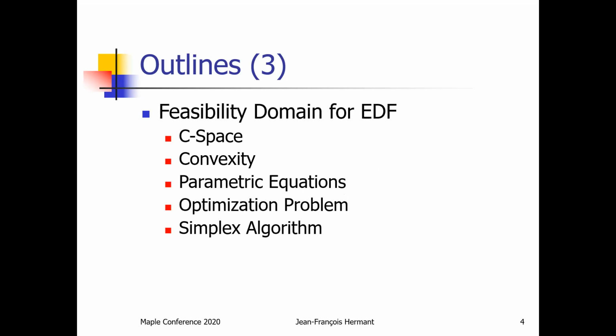Then I present the feasibility domain for EDF, which is a generalization of the classical results in real-time scheduling theory. I present the C-space, its convexity, and its parametric equations. We'll see how to define an optimization problem and how to apply the simplex algorithm to eliminate all the redundant constraints and to provide an efficient and elegant computation of the feasibility domain for EDF.